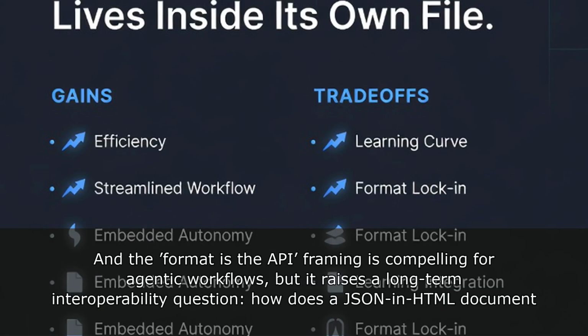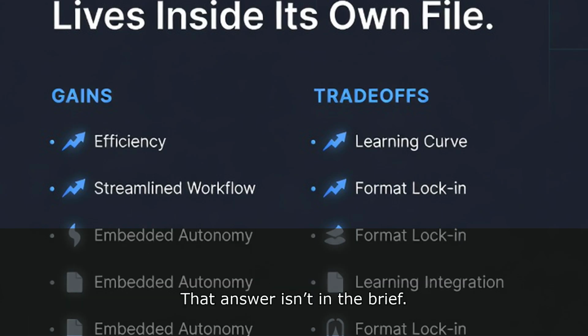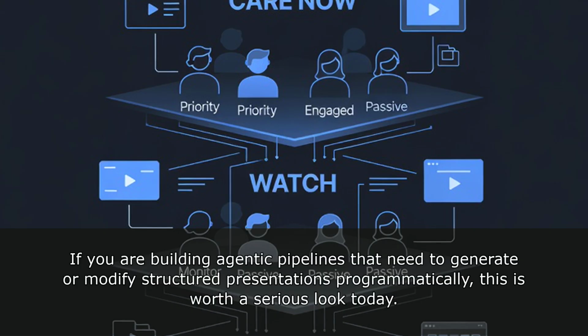And the format is the API framing is compelling for agentic workflows, but it raises a long-term interoperability question. How does a JSON in HTML document model translate to and from the .pptx ecosystem that most enterprise workflows still depend on? That answer isn't in the brief.